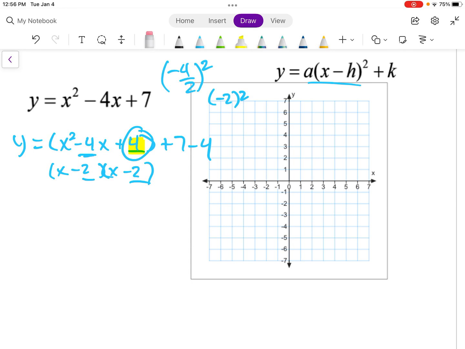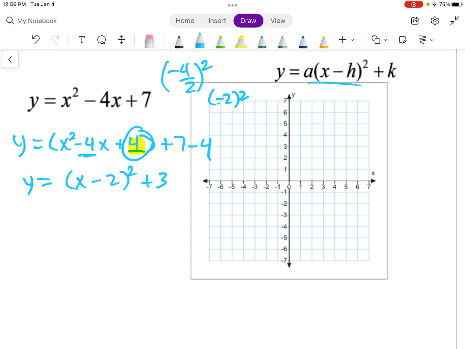Okay, now we're going to factor it. Well, we know that's a perfect square now. So it's one of these. I know there's got to be an x there. What did I square to get 4? That was that negative 2. There's a minus there, so it's x minus 2 squared. Over here I have 7 minus 4 plus 3.